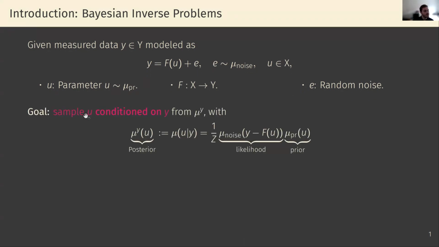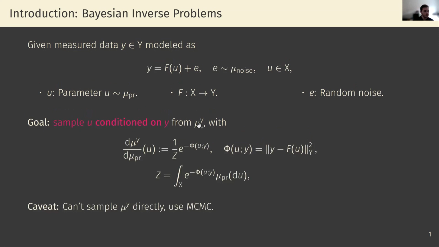The goal of a Bayesian inverse problem is to sample this set of unknown parameters u conditioned on this measured data y from a posterior distribution mu y that we can write as likelihood times prior, where the likelihood measures the misfit between y and f evaluated at u, and the prior encodes the information that we have about u before any data has been observed. More commonly, this is written in terms of the Radon-Nikodym derivative of the posterior with respect to the prior, given by this term here, where more often than not, this potential depends only on this misfit y minus f of u, depending on the choice of noise model, but for simplicity, let's assume that it has this form, and Z is just a normalization constant such that this integrates to 1.